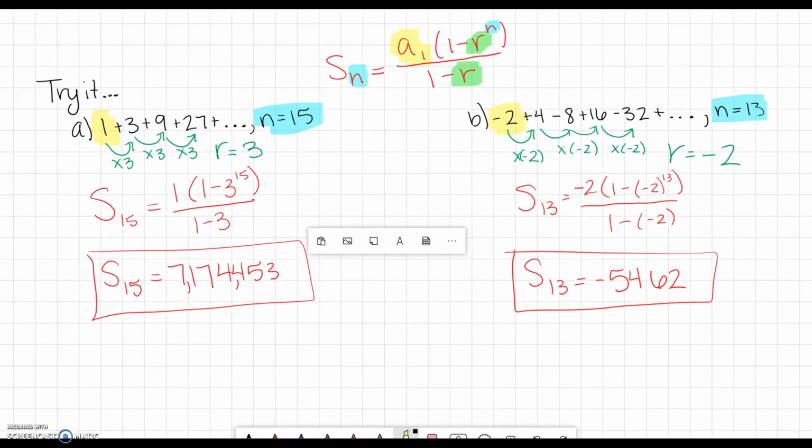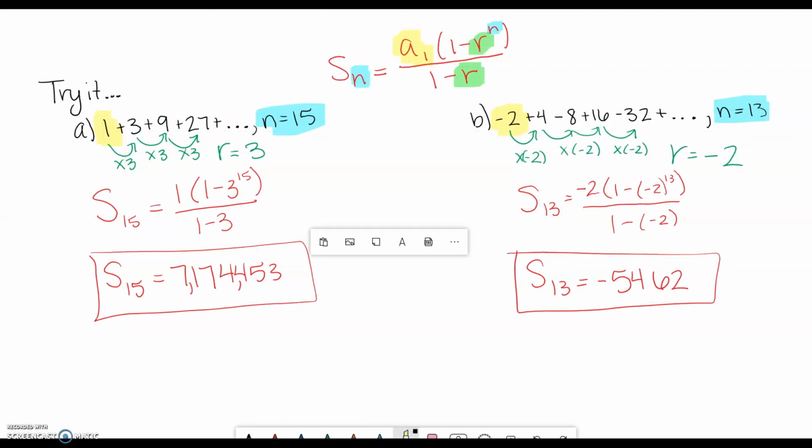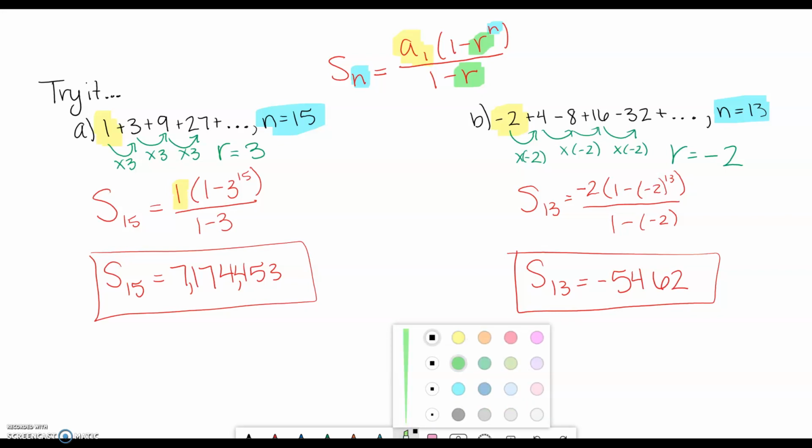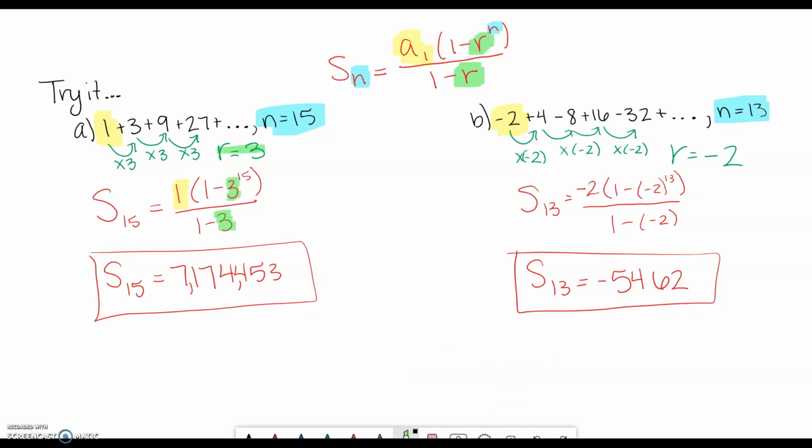Okay, so gave you some time to do the try-it problems. So again, we're looking for the first term first, and that goes here. And then we also need the ratio, so what is it multiplying by each time? In this case, it was multiplying by 3. And we plug that in right here and right here. And then the number of terms goes in right here and right here. And then plug that into your calculator and you get your answer.